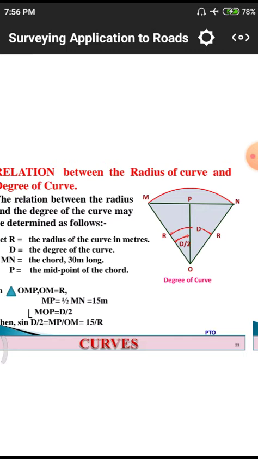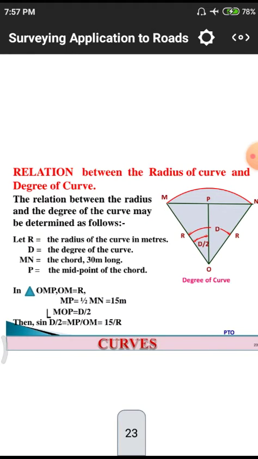Here O is the origin of the radius of the curve. We have M and N points, which are the end points of the arc. From O to M we have a length of R, and O to N we have the same length R, so those two are the radius lines of the curve. We need to observe the relation between the radius of the curve and the degree of the curve.